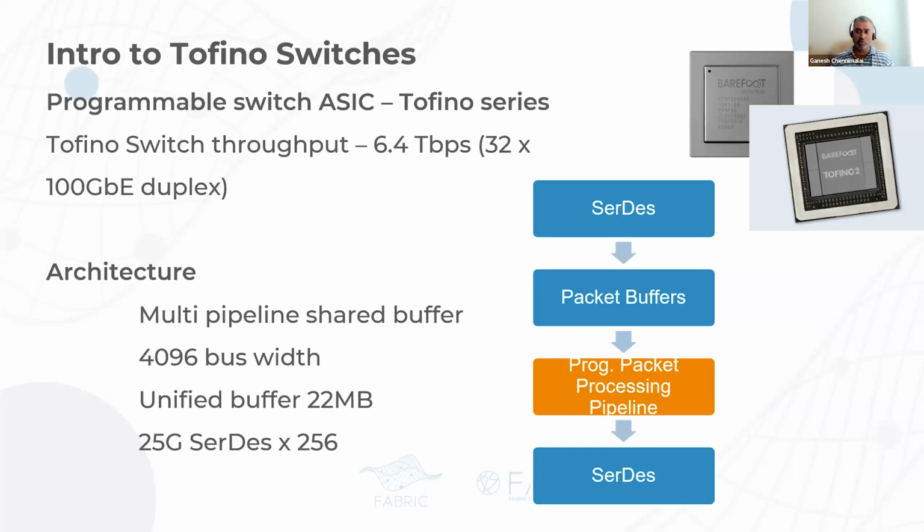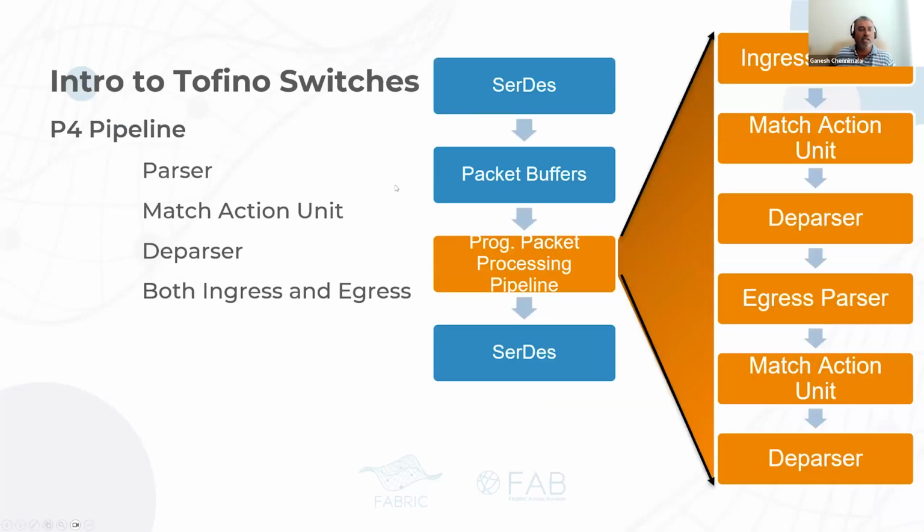So if we look at the entire architecture of the switch that is shown on the right-hand side, you can see the blue blocks that are not programmable, but there is the orange block that is programmable, and that's the only thing that is available for programmability, and we will be focusing more on that. And next, we will look at the pipeline.